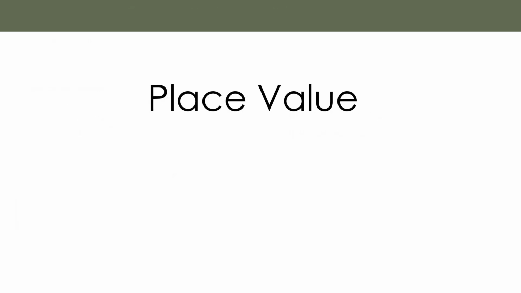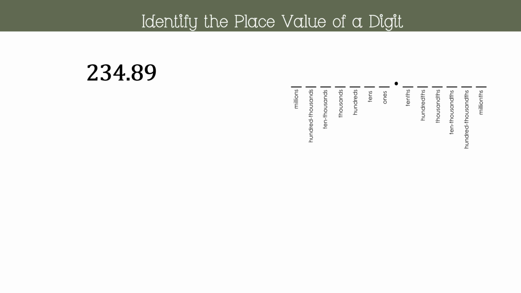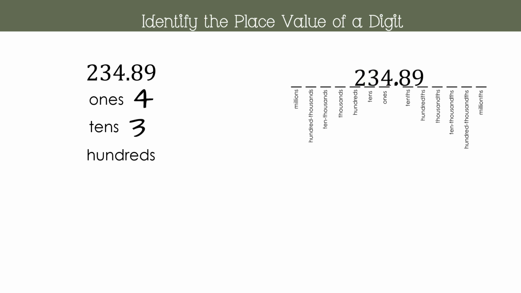Place value. Well, we just talked about the place value, but now let's identify numbers in the place value. Let's look at this number first. The first thing I like to do is actually write the number in my little graphic. So what number is in the ones column? That's the 4. How about the tens column? That's the 3. The hundreds column? That's the 2.